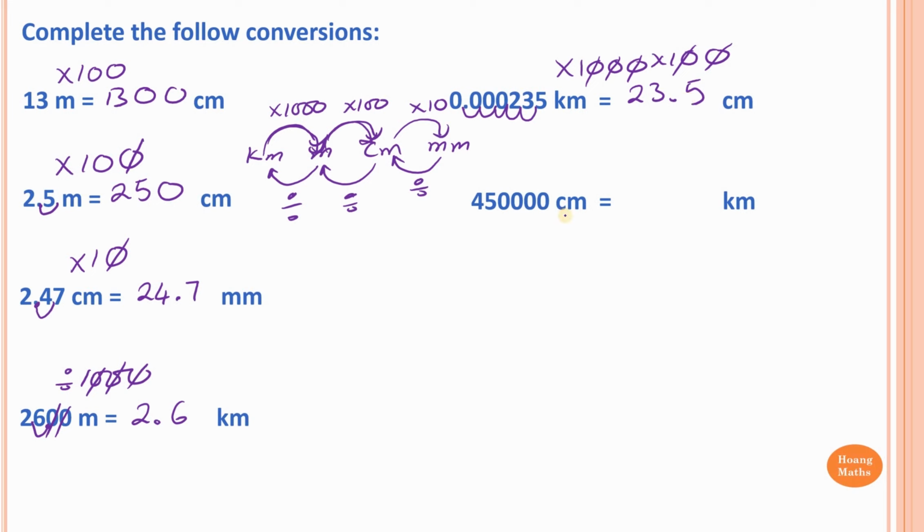450,000 centimeters, come back to kilometers. In this case, we go from centimeters backward, you divide by 100. Then from meters to kilometers, you divide by 1,000. Now all you need to do is cancel the zeros. This 0, you cancel with these 2. Then 4,500 divided by 1,000. Now 45 divided by 10, so it's 4.5.